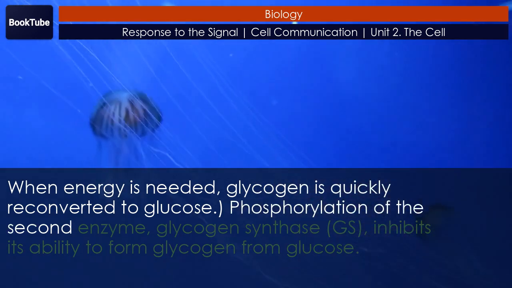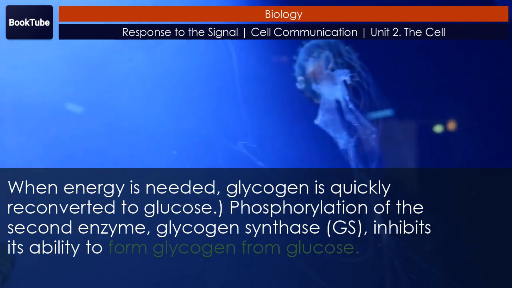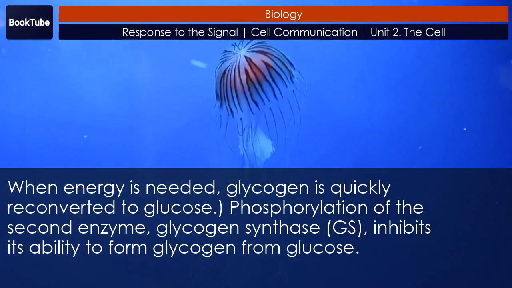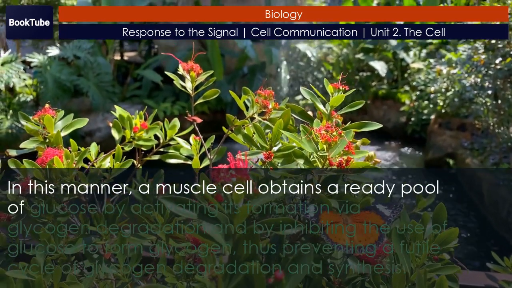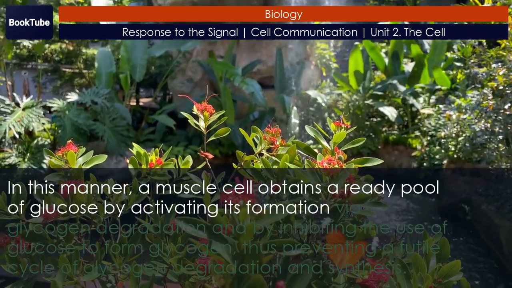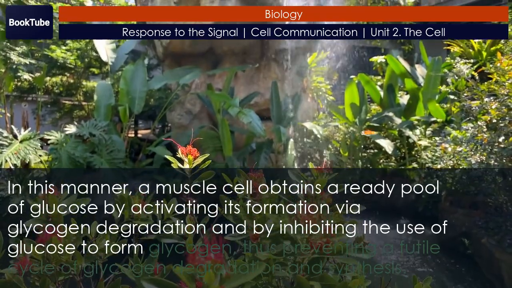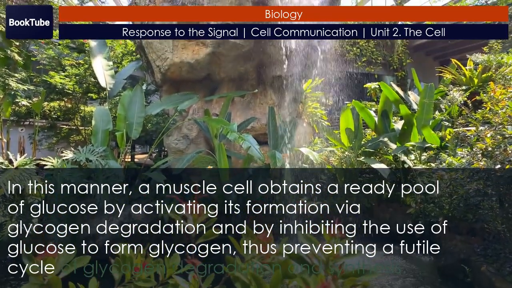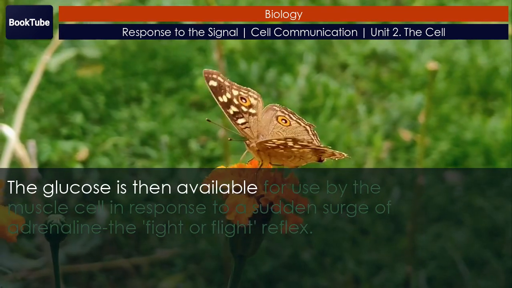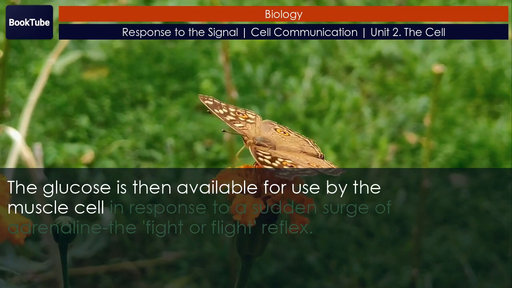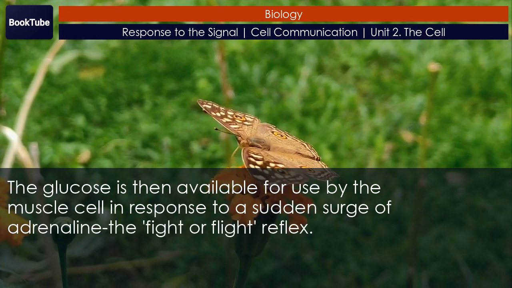Phosphorylation of the second enzyme, glycogen synthase, GS, inhibits its ability to form glycogen from glucose. In this manner, a muscle cell obtains a ready pool of glucose by activating its formation via glycogen degradation, and by inhibiting the use of glucose to form glycogen, thus preventing a futile cycle of glycogen degradation and synthesis. The glucose is then available for use by the muscle cell in response to a sudden surge of adrenaline, the fight or flight reflex.